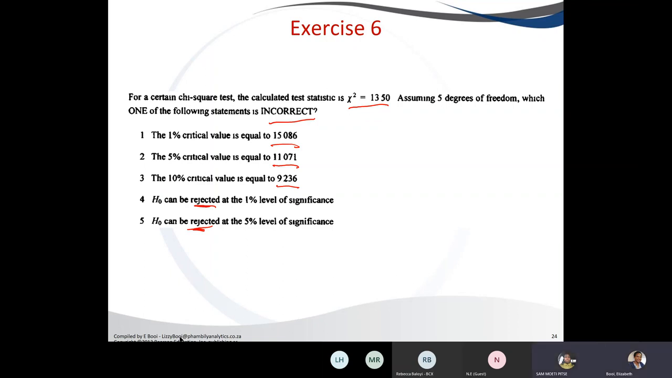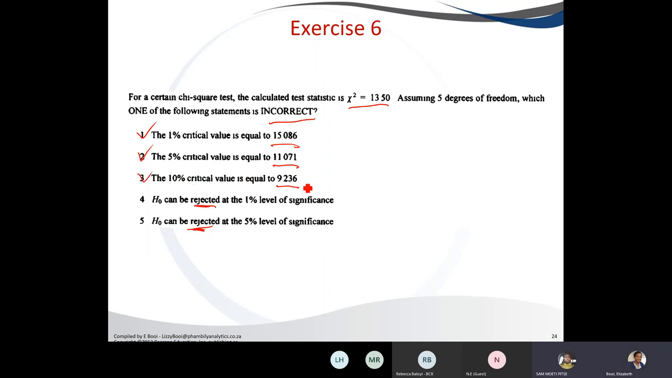Sam, you are done. So it means you went and found the critical values. So what is the critical value for 1%? 15.086. It's right. So this is correct. And for 5%? 11.071. It's correct. So that is correct. For 10%? 9.236 is correct. So that is correct.